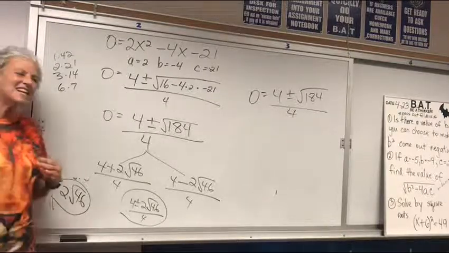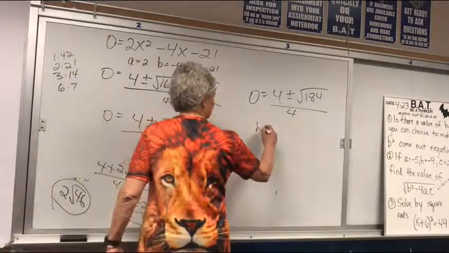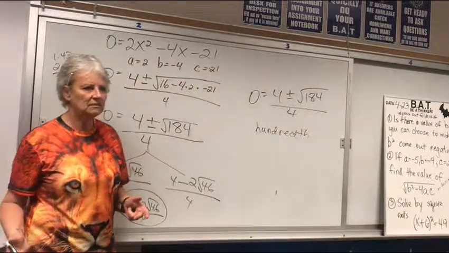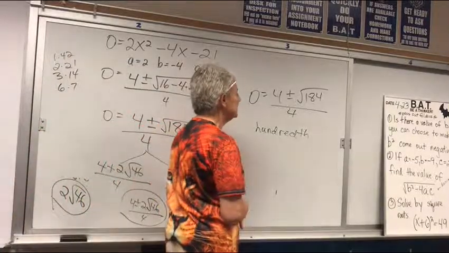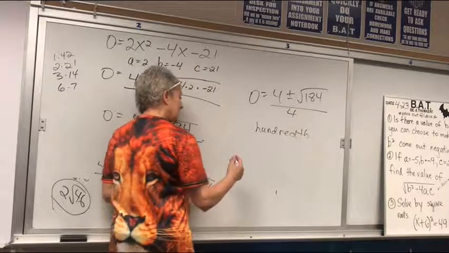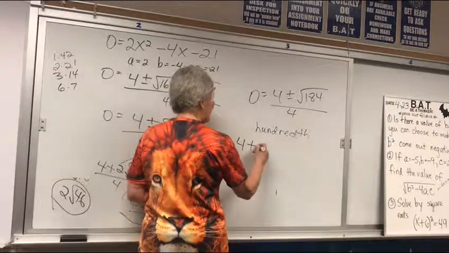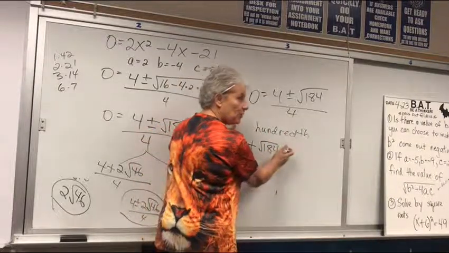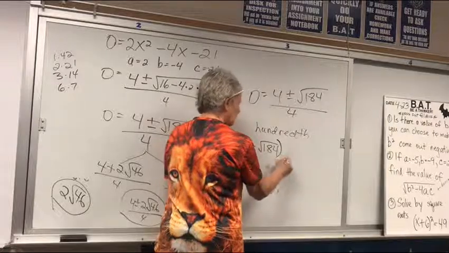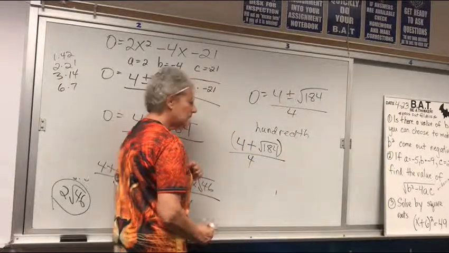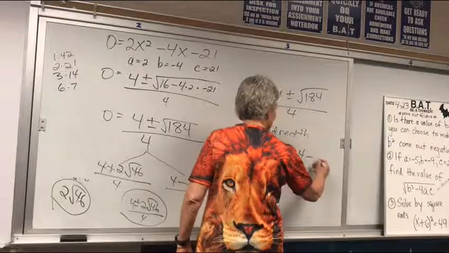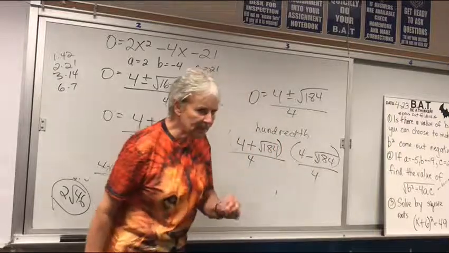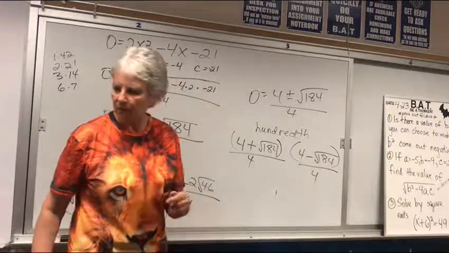If I tell you to the nearest hundredth, let's do it the other way. You're going to answer it both ways. To the nearest hundredth, let's see if you can figure this out. Take 4 plus the square root of 184, put that all in parentheses, over 4, divide by 4, and do 4 minus. You need the parentheses so it doesn't divide by 4 first. What do you get?